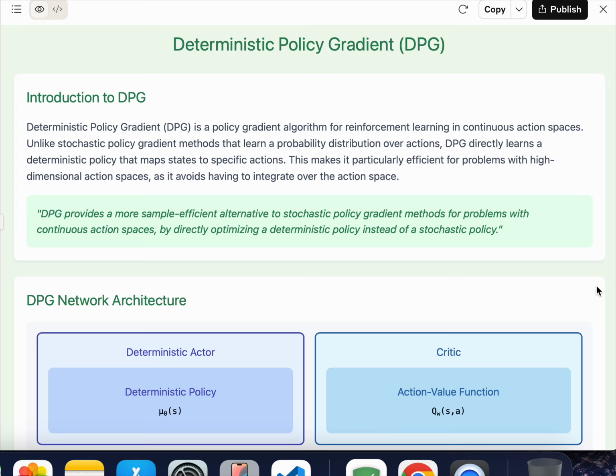Let's start by going over the basics of deterministic policy gradient, or DPG, and I will call it DPG. This is a type of policy gradient method used in reinforcement learning, but specifically when the action space is continuous. That's important because in continuous settings, we can't just list out every possible action and try them all.